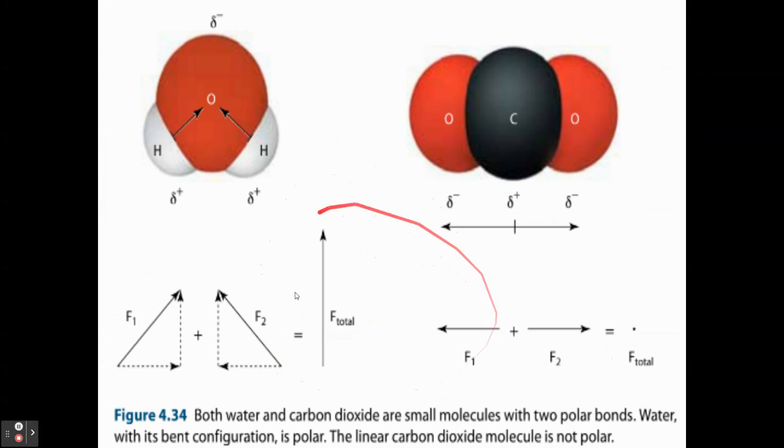And here we can see the visual we were looking at before. We add the vectors head to tail. So these two can be added head to tail, and you get an overall final vector over here to show you the direction of your polarity.